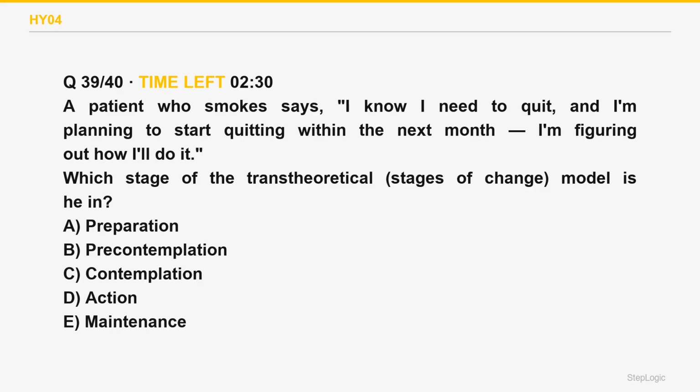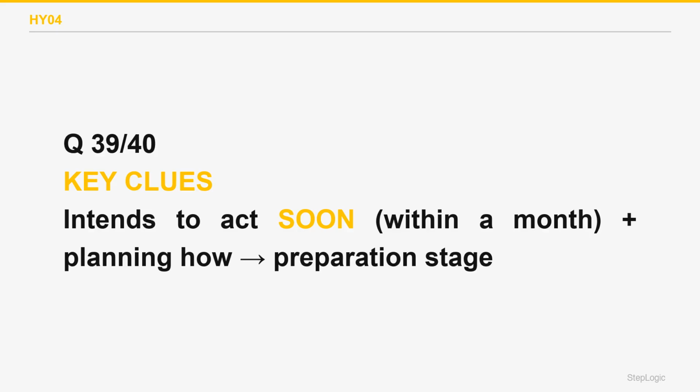Which stage of the transtheoretical stages of change model is he in? A patient who smokes says, I know I need to quit and I'm planning to start quitting within the next month. I'm figuring out how I'll do it. Read the command. The stage for someone planning to act soon. Intending to act within a month is preparation.